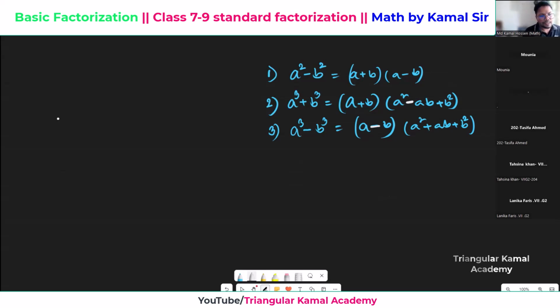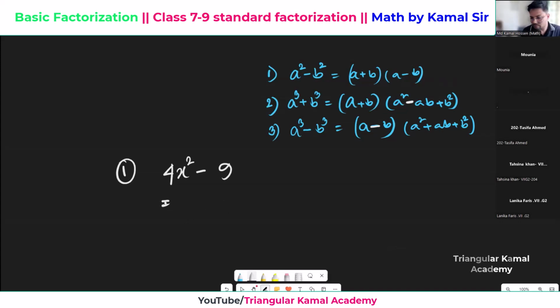So now, okay, now we will solve one math problem by using this formula. Number one, 4x square minus 9. By which formula can we find the factors of this expression? Anyone, please let me know. First formula, which is a square minus b square.